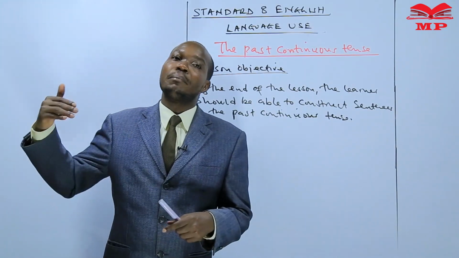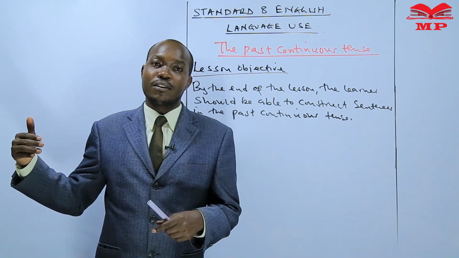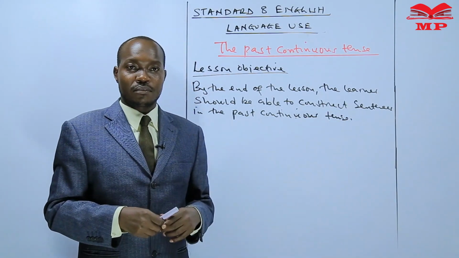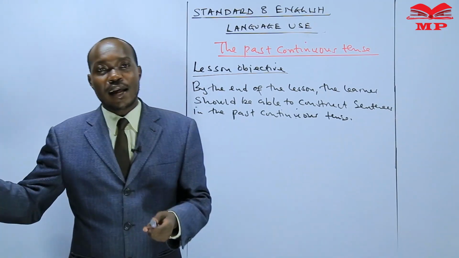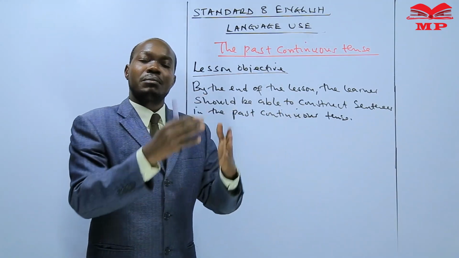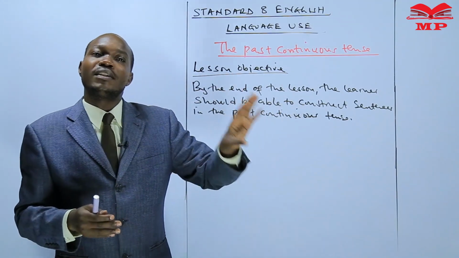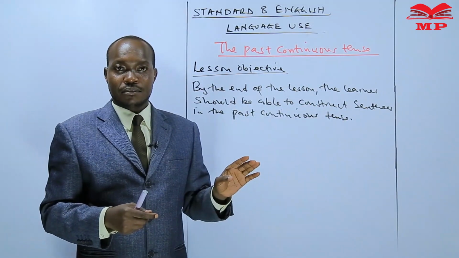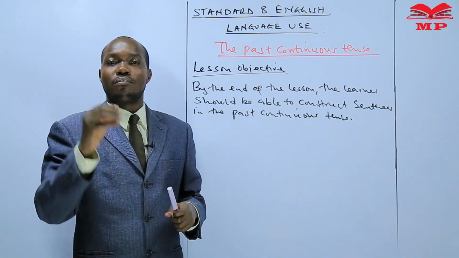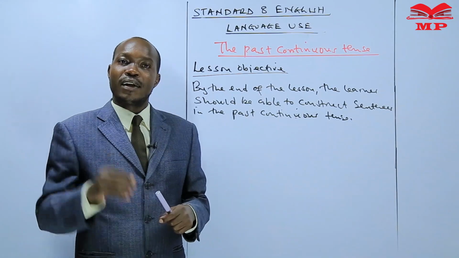But there's past continuous tense. What was happening in the past? All right? For example, I was teaching. You were learning. That is past continuous tense. Something that was happening at a given point in the past. So the continuous tense must have the ing form. Please take note of that.